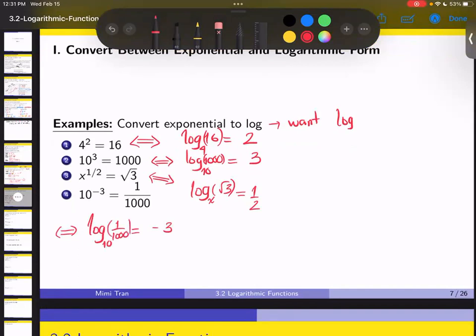And it makes sense. You can check whether you did it right or not. I call this a tornado arrow. 4 squared equals 16. 10 cubed equals 1000. x to the 1/2 equals square root of 3, which is equal to the original problem, right? And then last but not least, 10 to the -3 equals 1/1000. So you can check. And that tornado arrow, you're going to use that to convert from log to exponential.